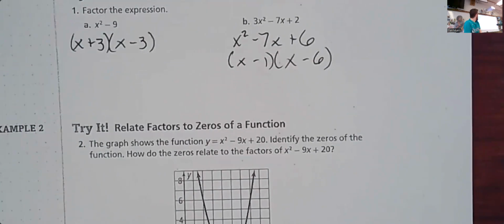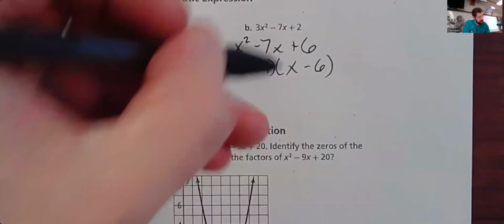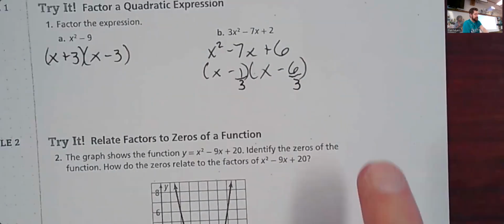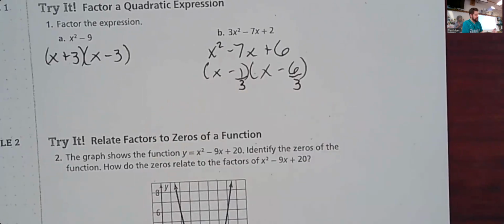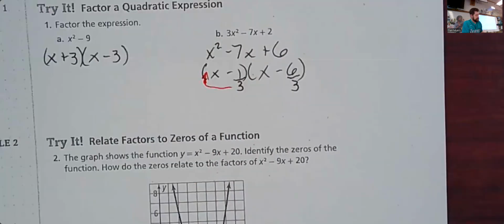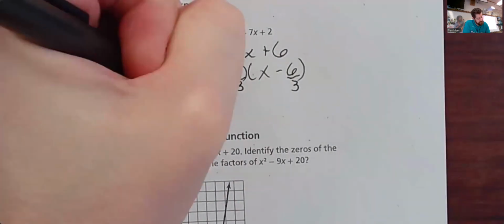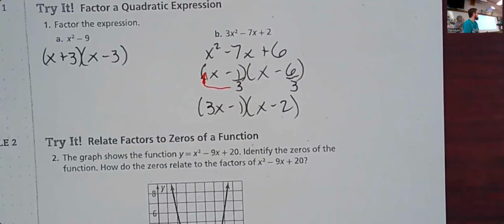All right. And then the last thing we need to do. What's next? Yeah, divide by the original value of a, which is 3. So if we divide 1 by 3 and we divide 6 by 3, 6 will divide by 3. 1 does not divide evenly. So we're going to take our value of 3, and we are going to slide it in front of x. So this first set of parentheses will be 3x minus 1, and the second one is going to be x minus 2, and that's our factored form for that.